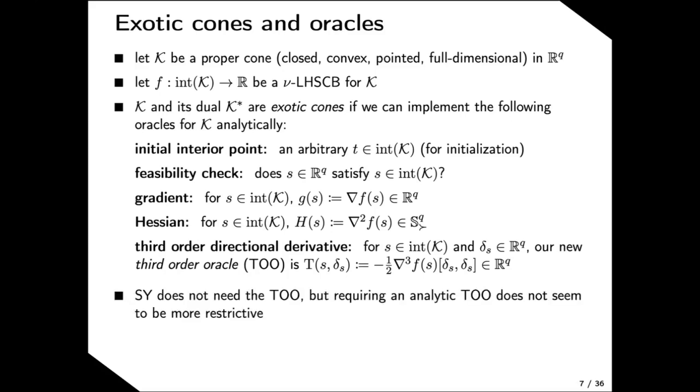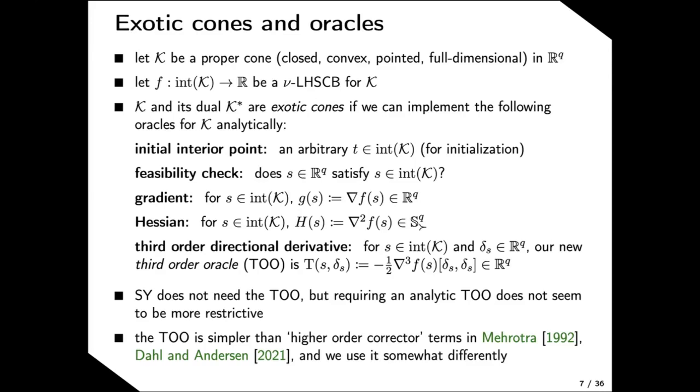We've noticed that requiring an analytic procedure for the TOO does not seem to be more restrictive than requiring analytic procedures for the gradient and Hessian. So it doesn't seem to matter in terms of how restrictive this oracle is. We note that the TOO we have is simpler than higher order corrector terms that you may be familiar with. And we also use it somewhat differently.